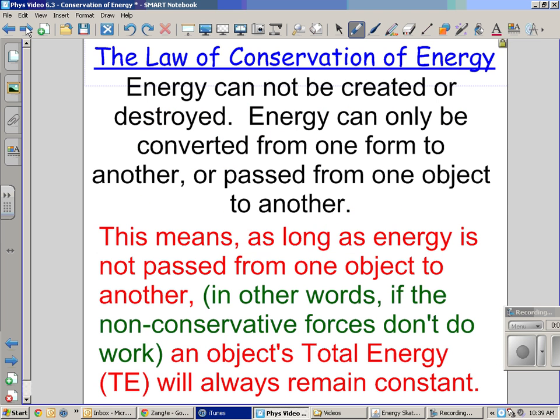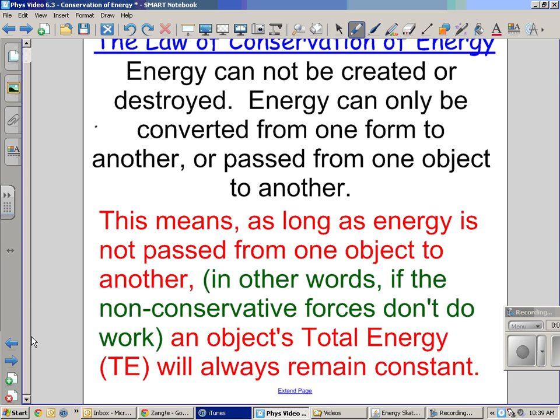Okay, so here's the law of conservation of energy. It says energy cannot be created or destroyed. Energy can only be converted from one form to another, like from kinetic energy to potential energy or vice versa, or passed from one object to another. All right, and the bottom of this really solidifies what we're going to be doing in this video. What this means is that as long as energy is not passed from one object to another, in other words, if the non-conservative forces don't do work, an object's total energy will always remain constant. Okay? So, total energy will always stay constant if the non-conservative forces don't do work.